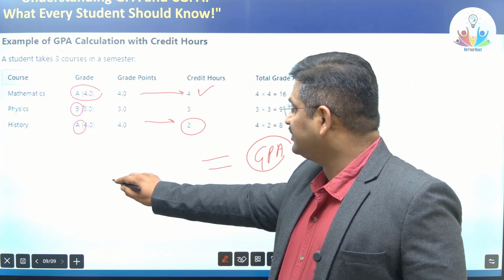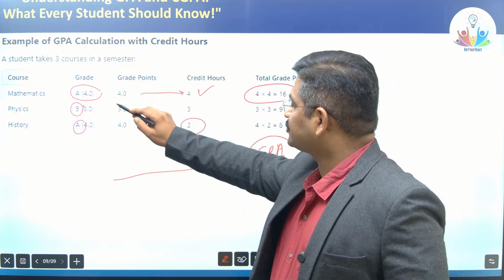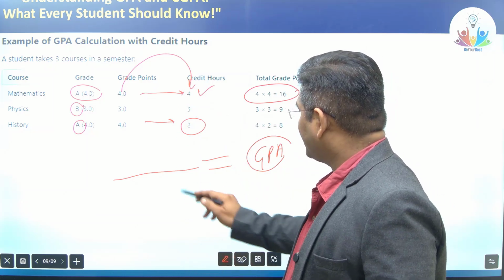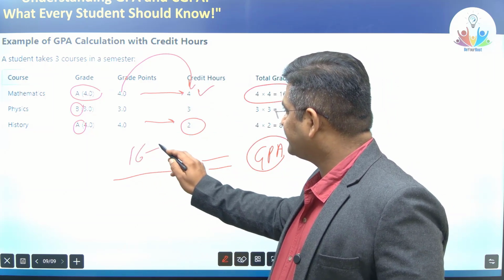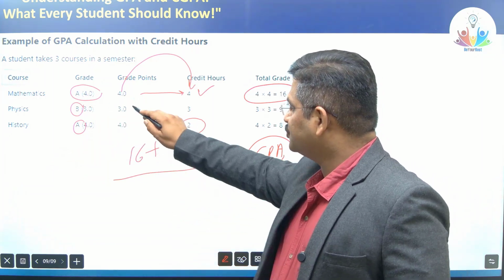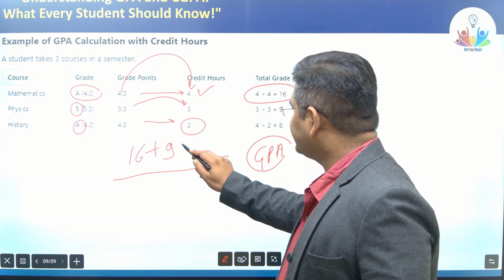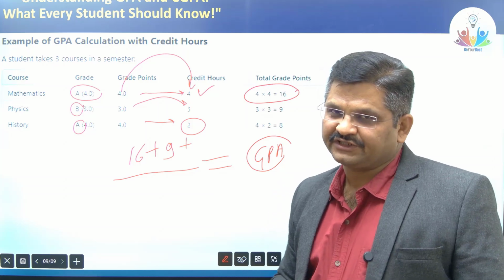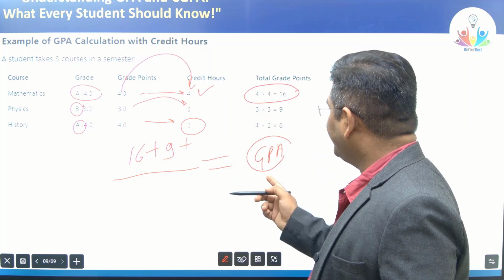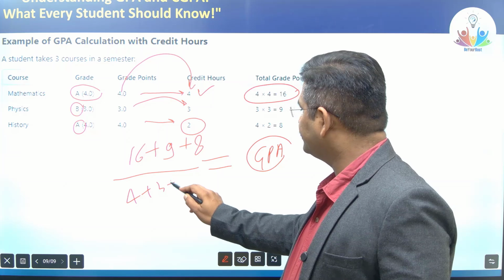Now, in order to understand how they calculate the GPA, we have the formula: total grade points. This is the total grade, based on the grade point the student got multiplied by the credit hours, 4. Now it is 16 for mathematics. If you consider physics, he got the grade of 3, and 3 into 3 as the credit hours is equal to 9, and here we're going to add it. Then next for history, the credit hours is 2, and he got the grade of 4. Then 4 into 2 is 8, and the total credit hours is 4 plus 3 plus 2.